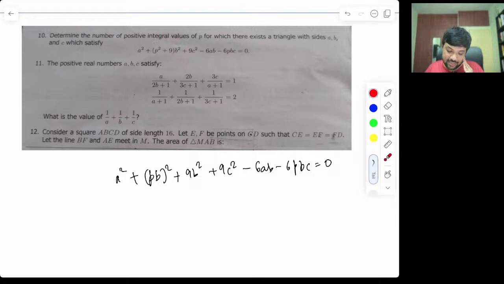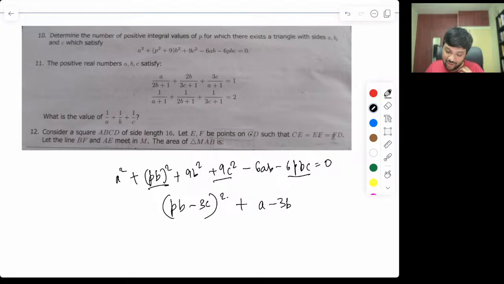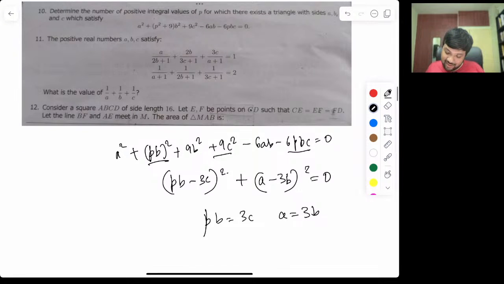First thing to note is, I guess, you have a b squared and you have a ab term here. So it seems like you would like to do something with that. And then there is a 3c here. So it looks like you will complete that square, right? The square of that minus 3c, the whole square, this, this and this. And the remaining will automatically complete itself, a minus 3b squared. What is this? Doesn't sound like RMO setting. Okay, so b is equal to 3c, a is equal to 3b, and b is equal to a by 3.